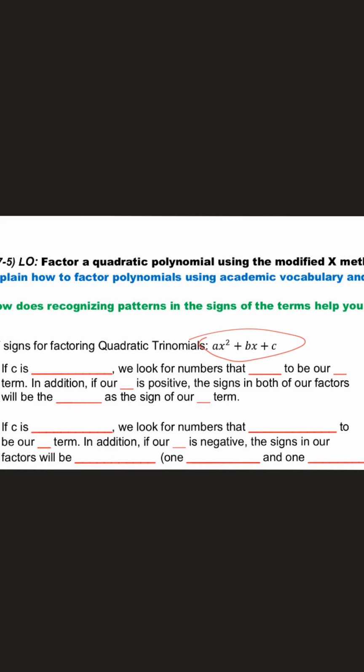So if c, the last term at the end of the trinomial, is positive, we look for numbers that add to be our B term. In addition, if our C term is positive, the signs in both of our factors will be the same sign as our B term. So if C is positive, you either have 2 positives or you have 2 negatives. That's the only options that you've got. If B is positive, then they're both going to be positive. If B is negative, then they're both going to be negative.